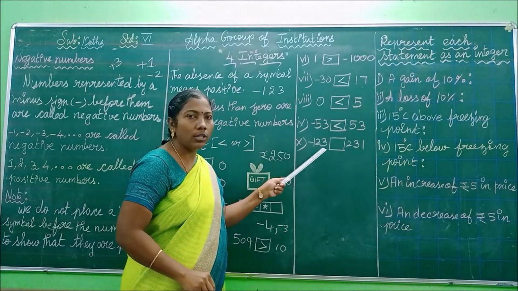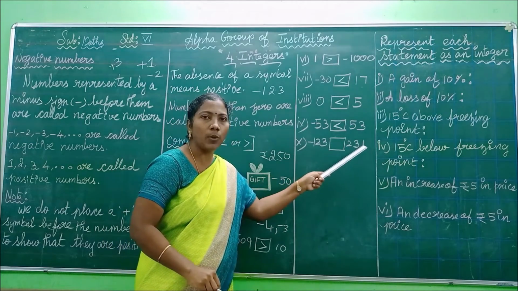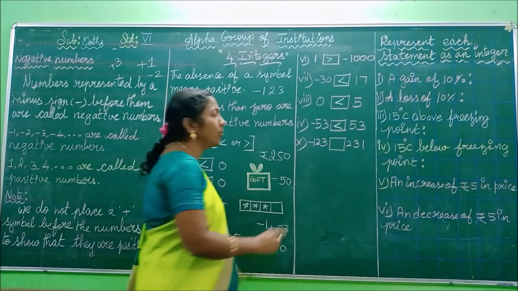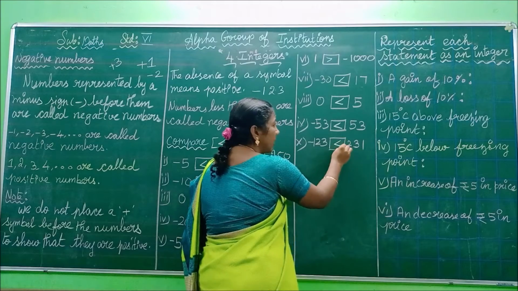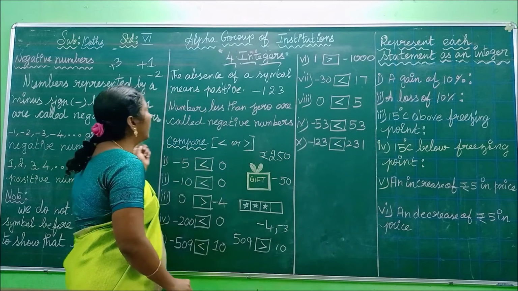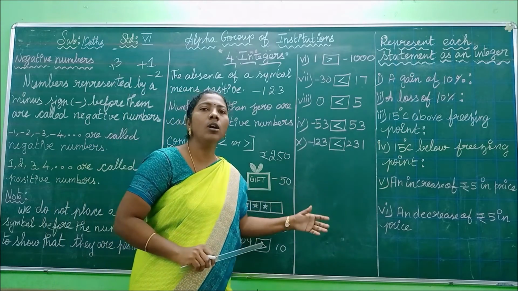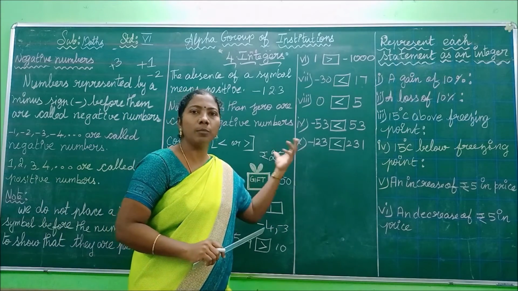See the next one. Minus 123, 233. This is a positive number. This is a negative number. So this is the smallest value. So you have to put the symbol less than. I hope you understand what is meant by a negative number and how to compare a negative number with 0 and how to compare a negative number with a positive number.